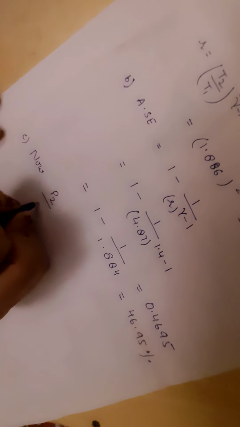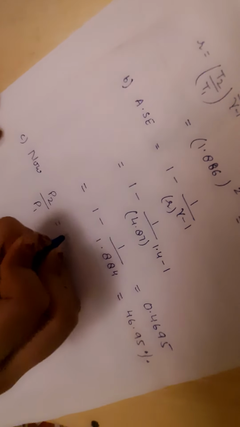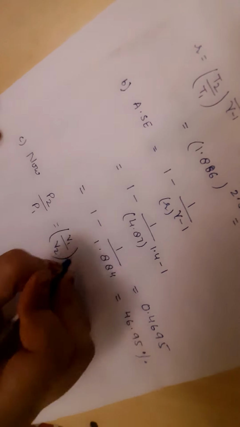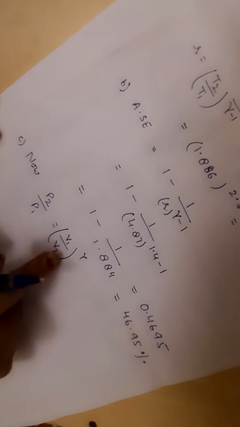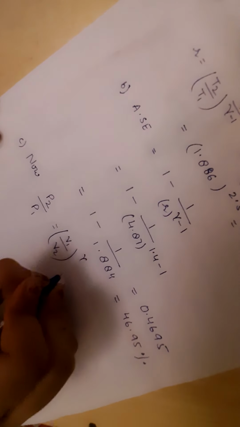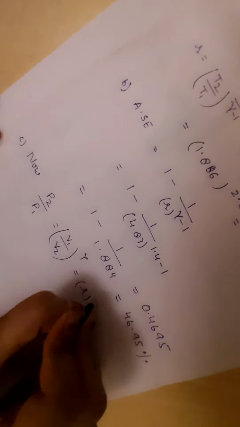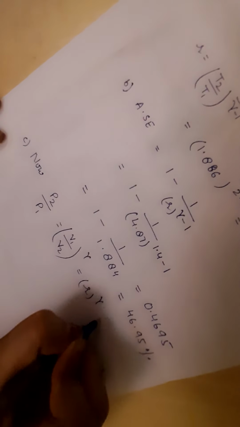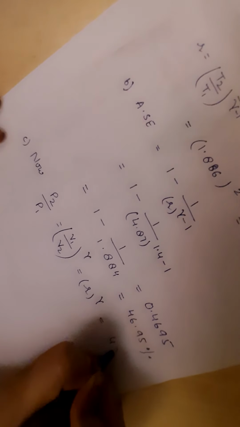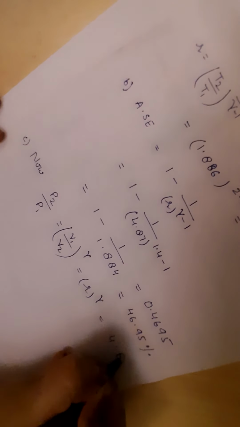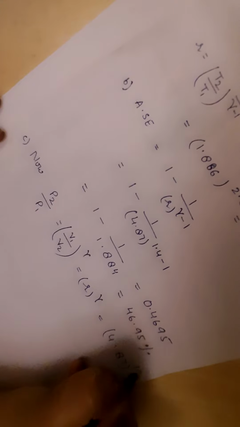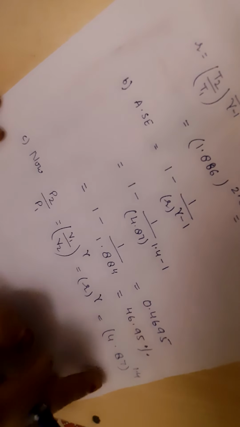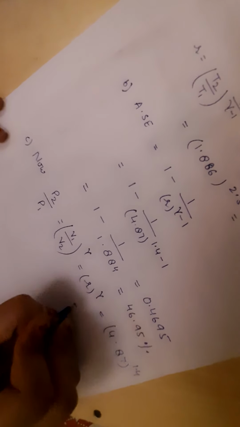that P2 upon P1 is equal to V1 upon V2. We have calculated all these things in the derivation. P2 upon P1 is equal to V1 upon V2, which is again equal to R raised to the power gamma. So now if we put the value in this, which is 4.87 raised to the power 1.4, we know the value of R raised to the power gamma.